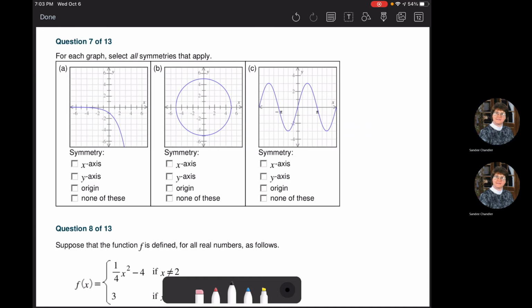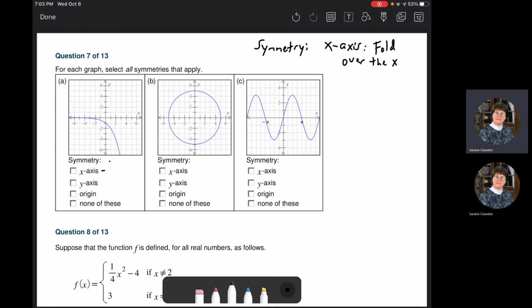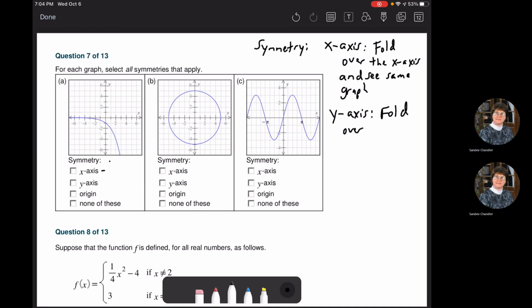Okay, so symmetry. Symmetry is just looking at it and seeing what you have. X-axis symmetry means that, let me write it over here. X-axis symmetry. X-axis symmetry. We can fold over the x-axis and see the same graph. Y-axis, guess where we're going to fold that one over? Yep, you got it. We're going to fold that one over the y-axis. And see the same graph.